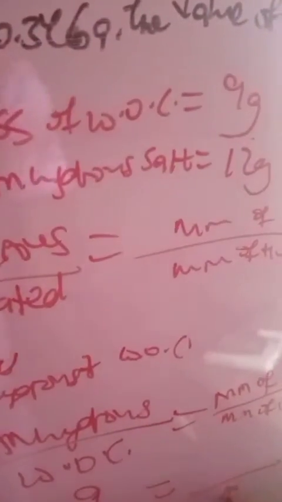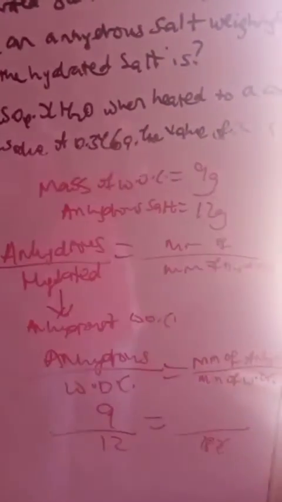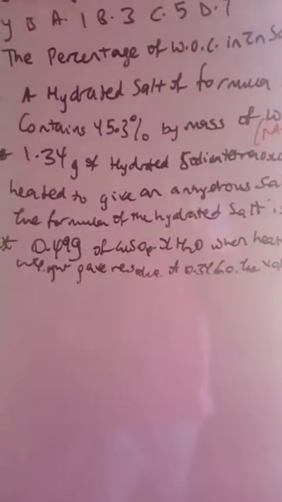What's the mass of my anhydrous? 9. What's the mass of my water of crystallization? 12. What's the molar mass of my anhydrous as I'm given? Just put it. Molar mass over what's the molar mass of my water of crystallization? That will be 18x. So from here you will get your answer. So just take note of that in case you see questions like this. So let's take this other question now.